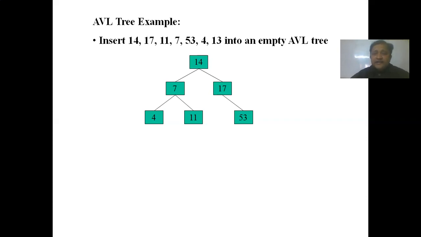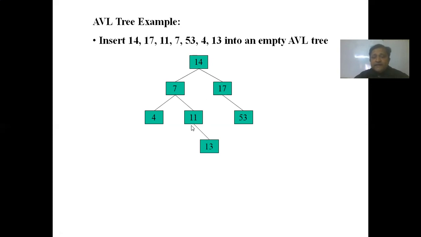Then let's insert the last node, 13. 13 is higher than 11, but less than 14, so it should be inserted as the right child of 11. So let's insert 13. Now let's check again whether all the nodes are balanced or not. Starting from the lowest node, we have to proceed to the highest node. Now the lowest node 13, let's check it in a bottom-up manner. 13 is balanced because the height of the left subtree is 0, the height of the right subtree is also 0. So the balance factor is 0.